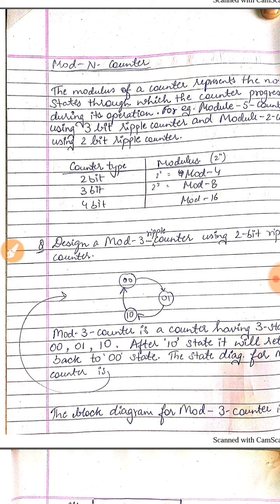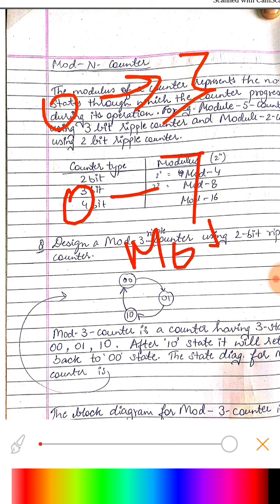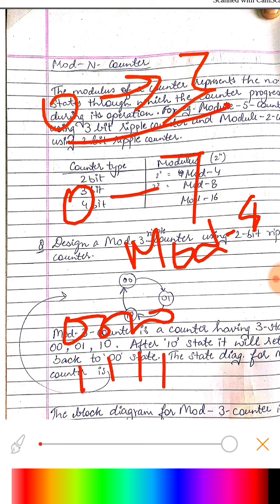So let's say if I want to design a 2-bit counter, as we know, a 2-bit counter would count from 0 to 3. If I have a 3-bit counter, then it would count from 0 to 7. It is also called a mod 8 counter. Similarly, 0 to 3 is called a mod 4 counter. Similarly, if I am using 4 bits, 0 0 0 0 to 1 1 1 1, then it is a mod 16 counter, as there are 16 possible counts which our counter can count.